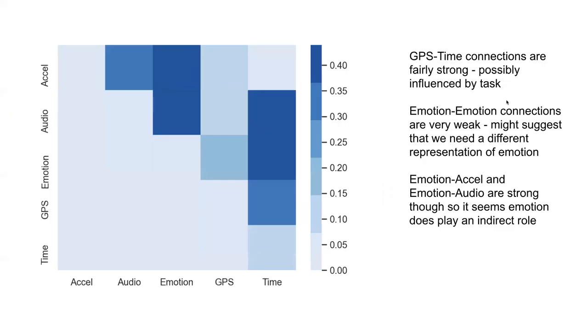We have the parameters that we fit in order to maximise our performance there. And these are the parameters of the link strength between the different modalities. And you can see that there's quite a strong connection between GPS and time. So that might be expected given the task. But there are also even stronger connections from time to emotion and audio. There are strong connections from accelerometry and audio onto emotion as well. So it really is the entire network that's generating the responses. You'll also notice that there's very little activation in the emotion to emotion connections. And that suggests to me that there may be a problem with our emotion representation. We need to look at that.